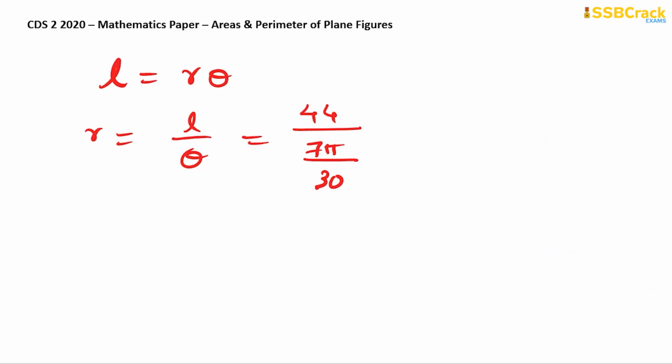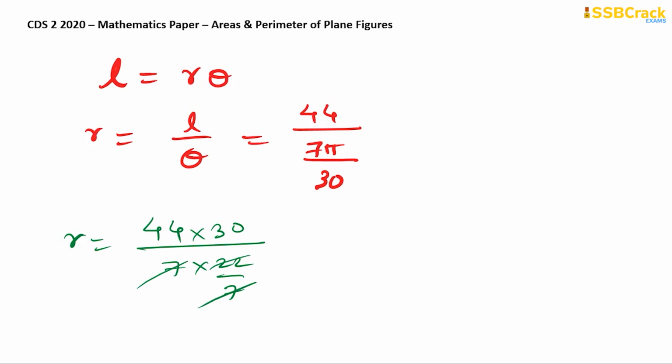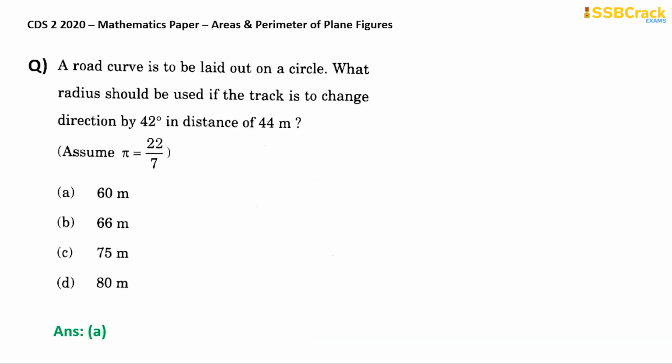So we will get now R equals 44 into 30 upon 7 into 22/7, out of which 7 cancels, 22 1, 22 2. So we could see that it is 60 meters, and hence the radius was the option number A itself. Alright, coming upon to the next question.